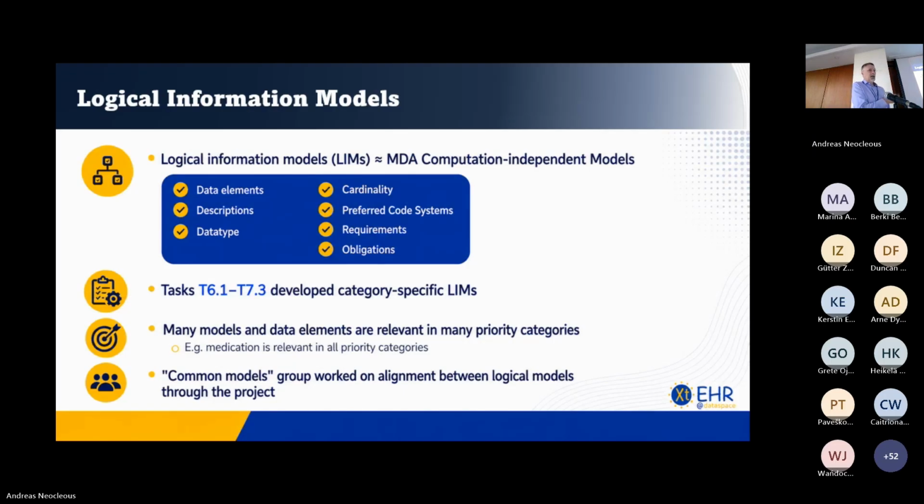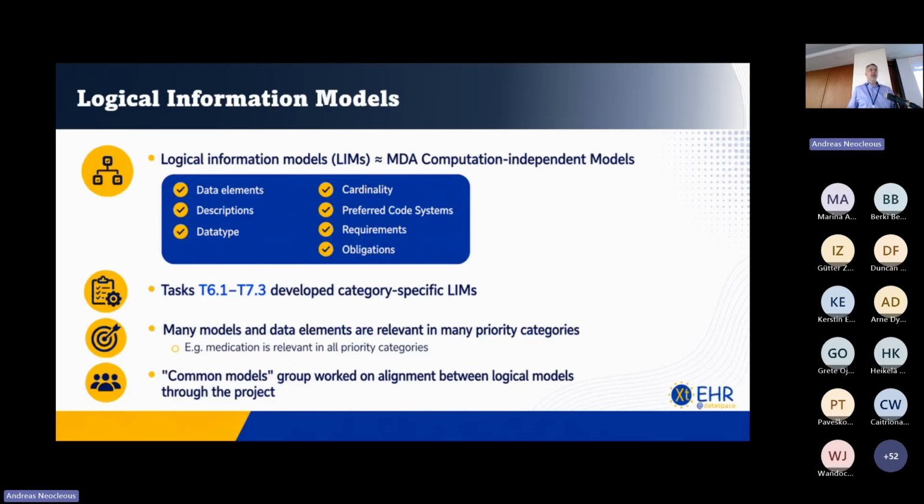So for each of these logical models, I think we did 56 in total. I'm looking at someone who might know and see if there is confirmation, but yeah, I think there were 56 in total. So each of the logical models had data elements. Of course, these are the pieces that actually carry information in the models. Each of those data elements had descriptions in text. They had a data type, so we have numbers and strings and codes and stuff. Each of these data elements also had cardinality.